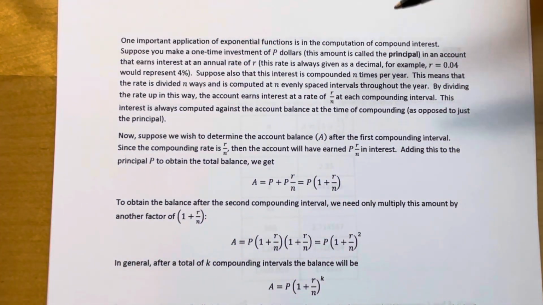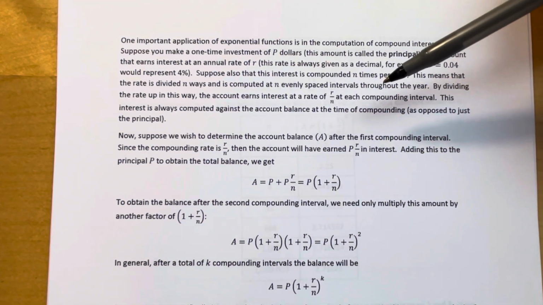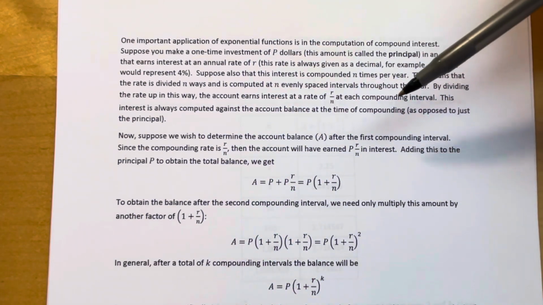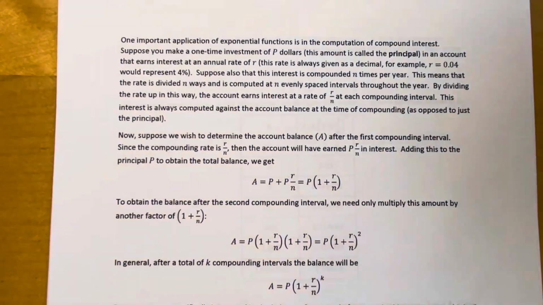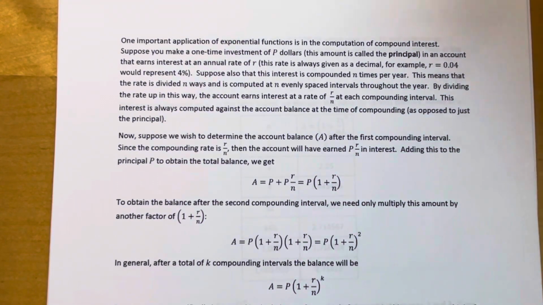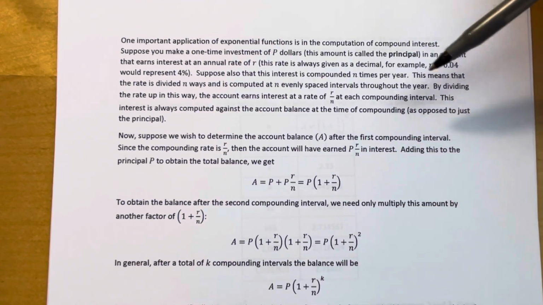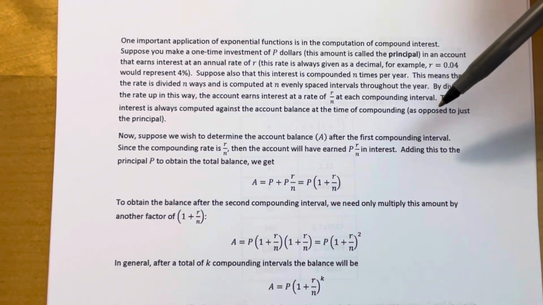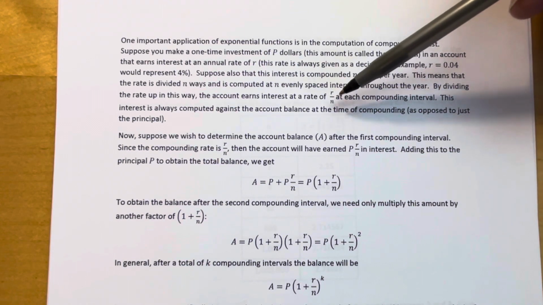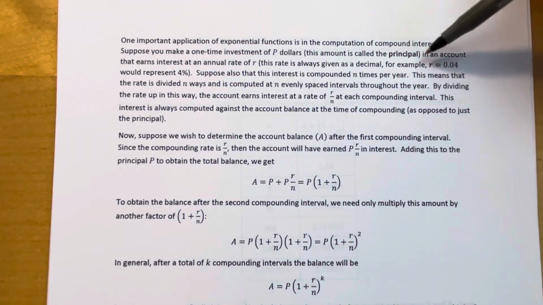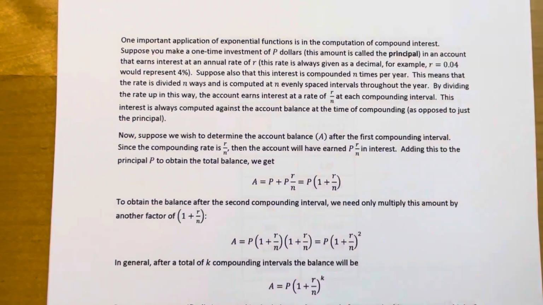Kind of the primary difference between compound interest and simple interest is that compound interest calculates the interest based on what the current account balance is. So this interest is not always a percent of just the principal by itself. It's also calculated against the principal plus whatever interest has already been accumulated. So every time this is computed, it's giving you a little bit more because there's a larger account balance if it keeps growing like that.